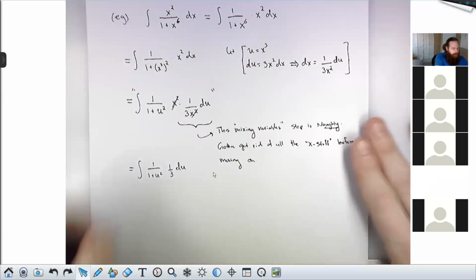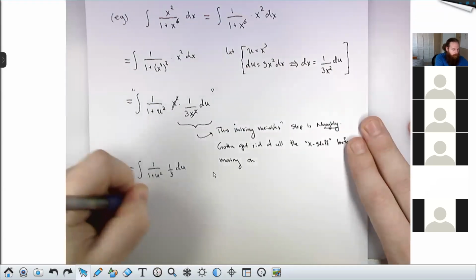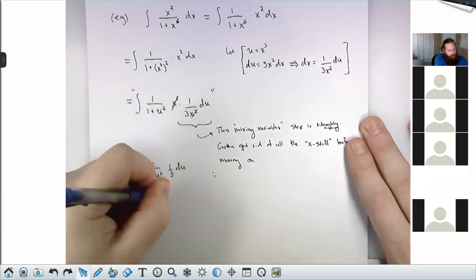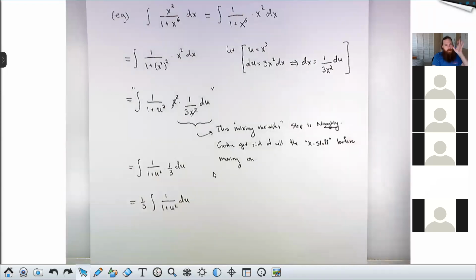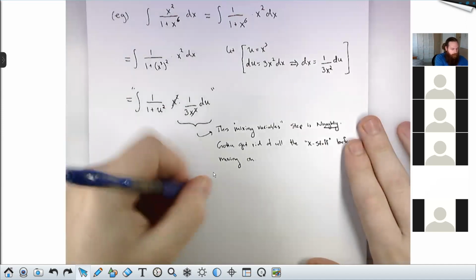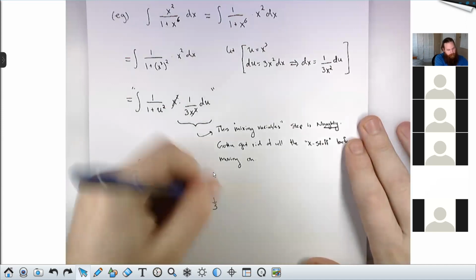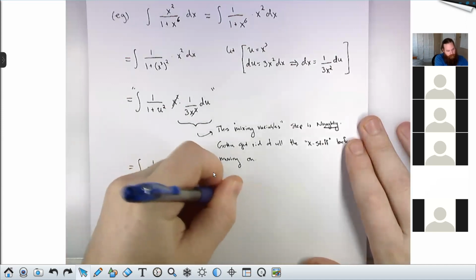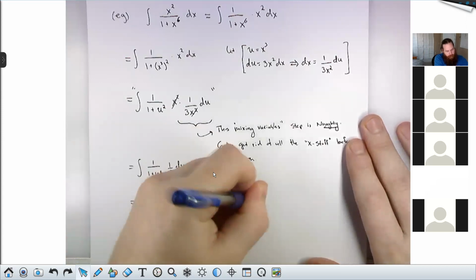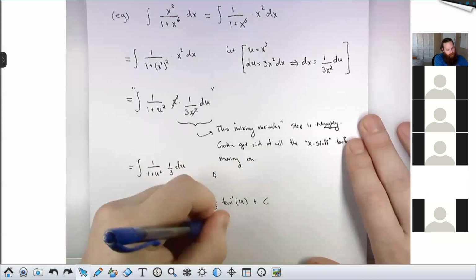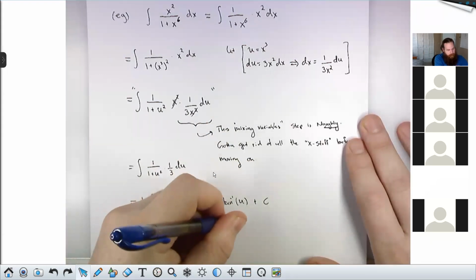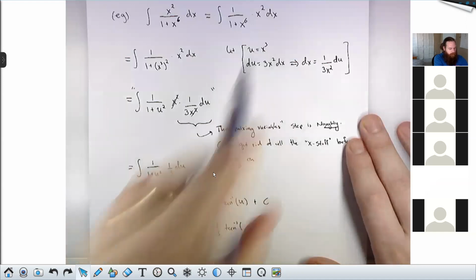So I'll shuffle my constant out of the integral, and I get the integral of 1 over 1 plus u squared du, and this guy I know what to do with. That's arctan. So I get 1/3 times the inverse tangent of u plus c. And then my last thing here is going to be to go back to my x's. u is x cubed.